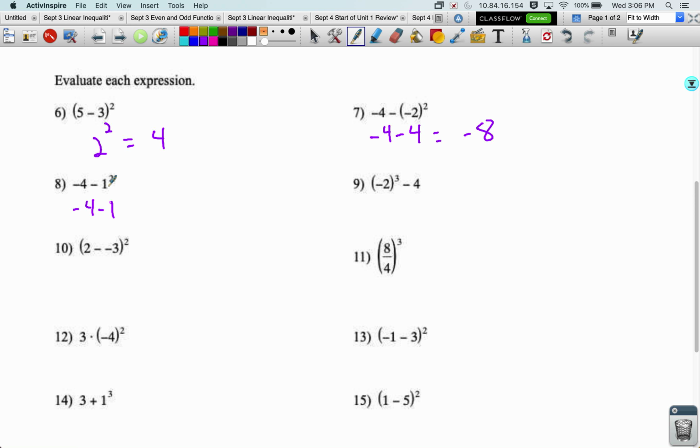Negative 4 minus 1 squared is just 1, which equals negative 5. Negative 2 cubed, that's negative 2 times negative 2, which is positive 4, times another negative 2 is negative 8. Then we do the minus 4, and we get negative 12.